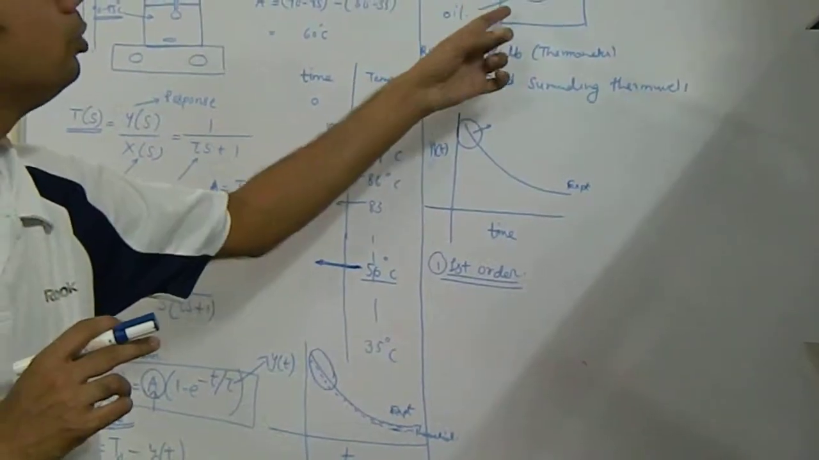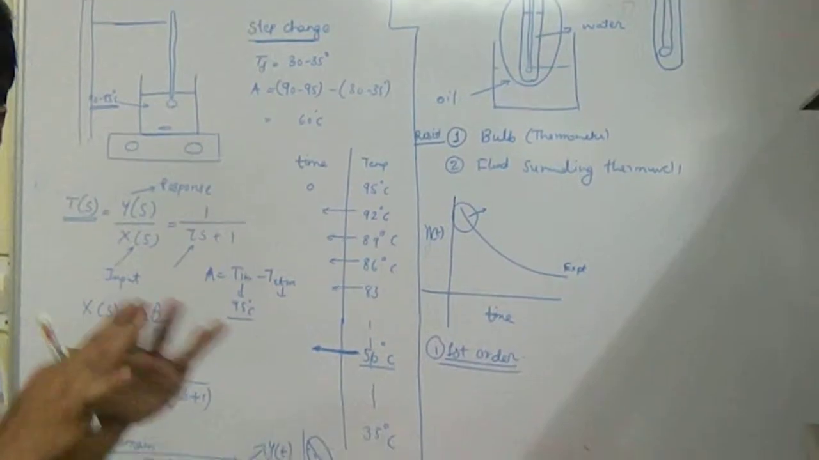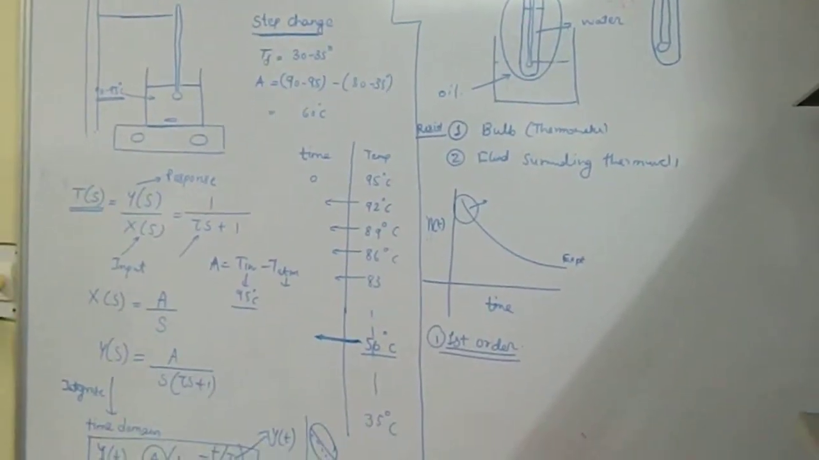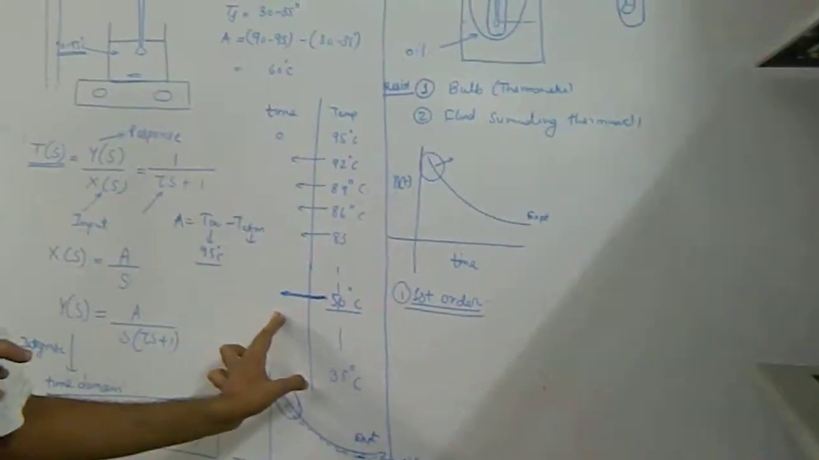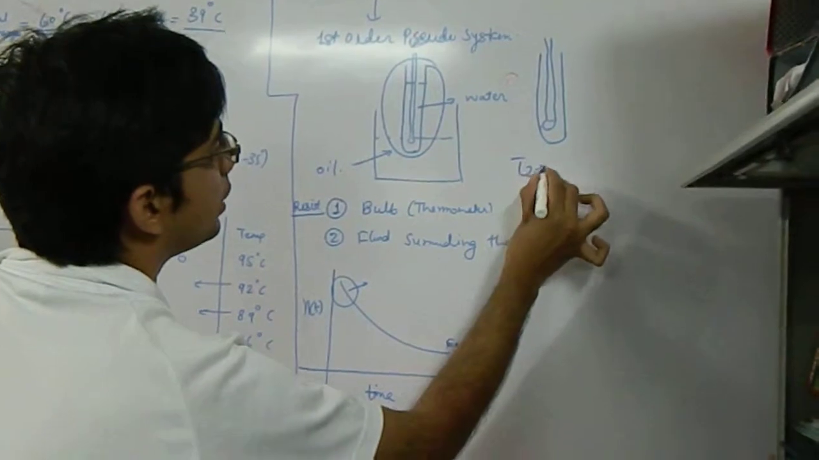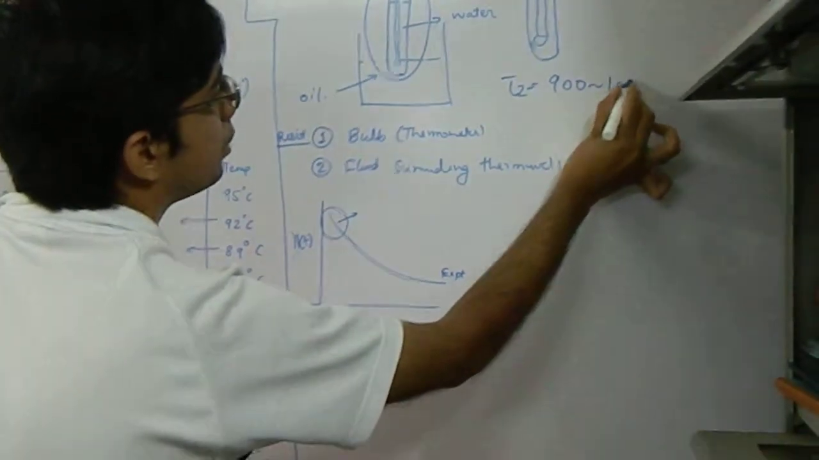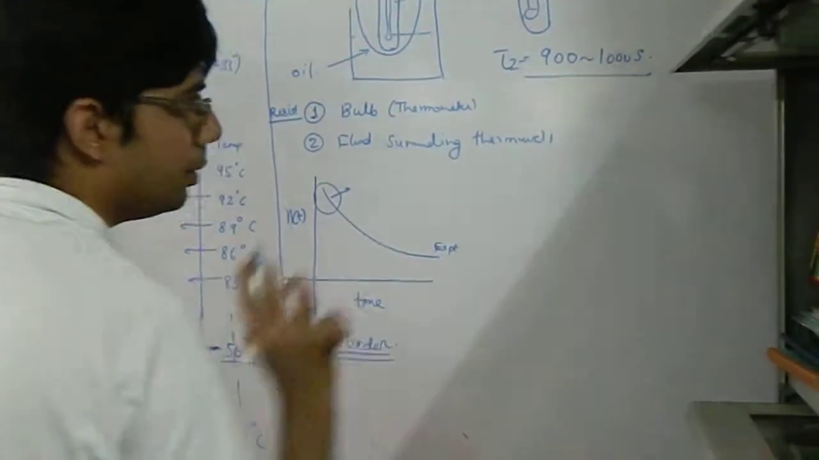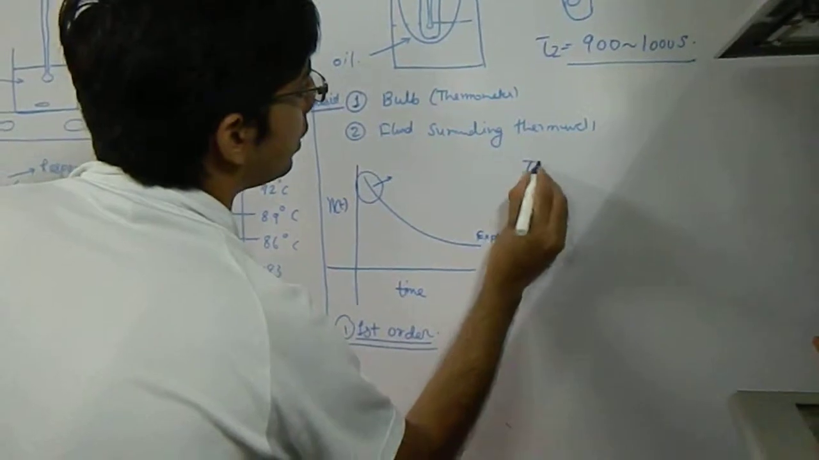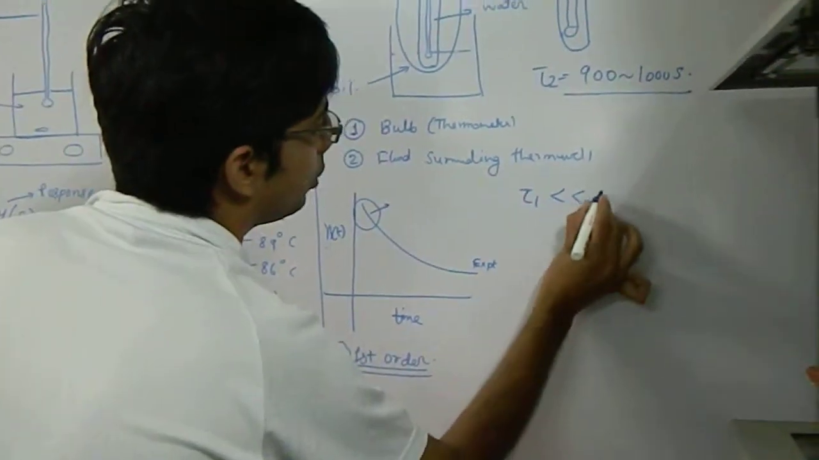But when you do it for the thermocouple system, you will realize the time constant for the overall system, if you adopt the same methodology as I said to calculate the time constant in case of the thermometer, tau 2, that is the time constant of the thermocouple, will be around 900 to 1000 seconds. I am just giving you the approximation. So in a way, tau1, that is the time constant for the thermometer, is very much lesser as compared to tau2.